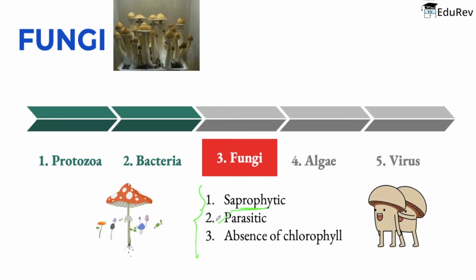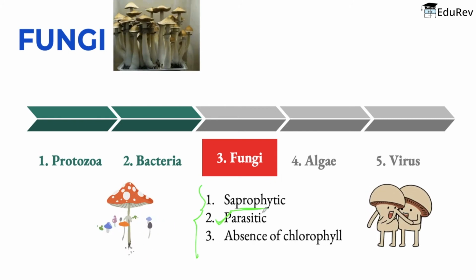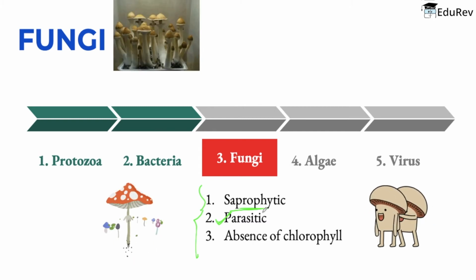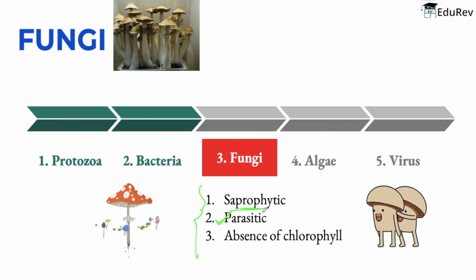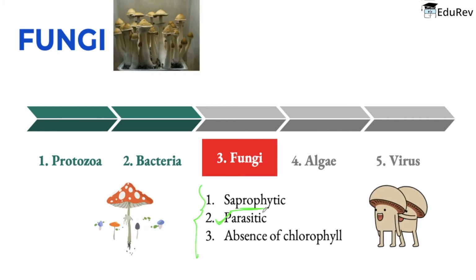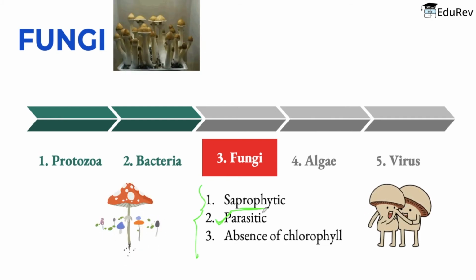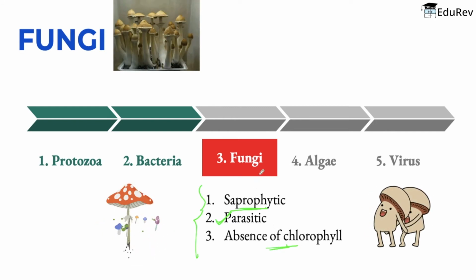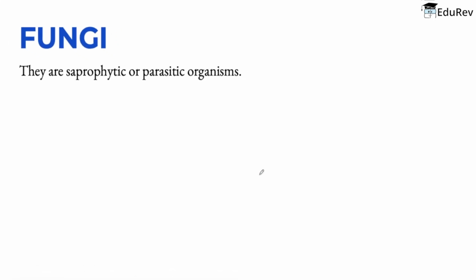Next is that they are parasitic. So what is parasitic? Parasitic is an organism that lives on a host, taking what it needs to stay alive while often injuring the host itself. And finally, there is absence of chlorophyll in fungi. So let's go and study about fungi in a bit more detail.